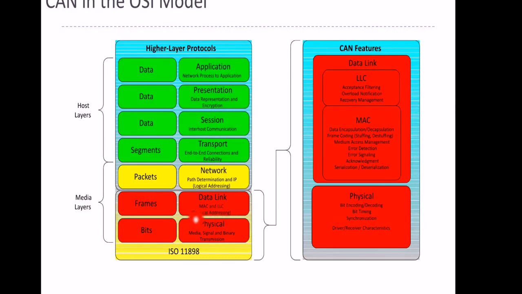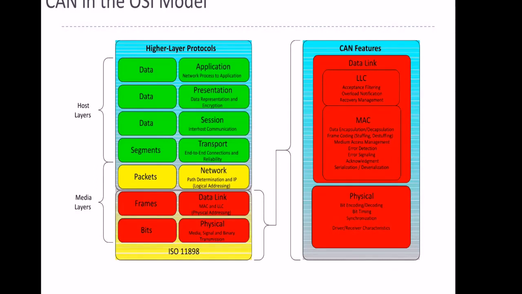For a simple and better understanding, the physical layer is nothing but the wire, the twisted pair of wires. Here they have given the bit encoding. So, as I said, there is modulation, encoding and decoding, bit timing, synchronization and the driver and receiver characteristics. These are the main work of the physical layer.